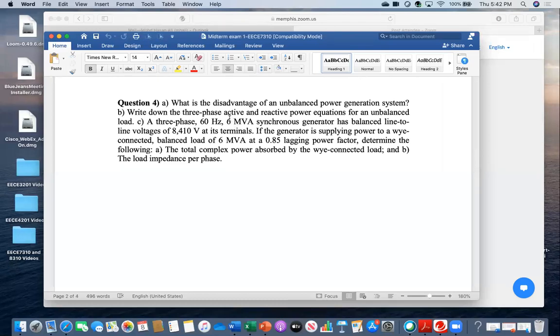So this means the three-phase active power equation will be, for example, for phase A, VA IA cosine theta A, plus for phase B, VB IB cosine theta B, plus VC IC cosine theta C. Then similarly the reactive power equation: VA IA sine theta A plus VB IB sine theta B plus VC IC sine theta C.